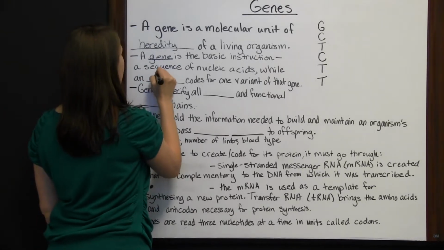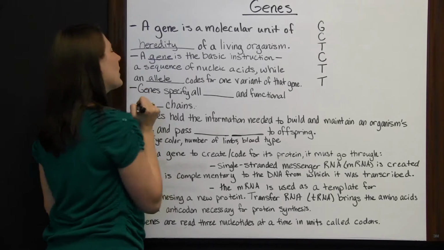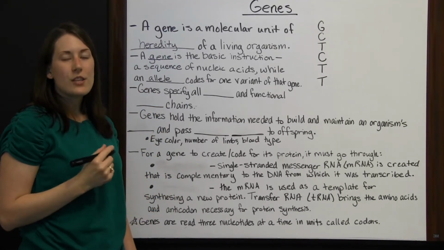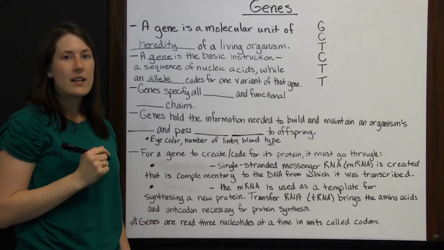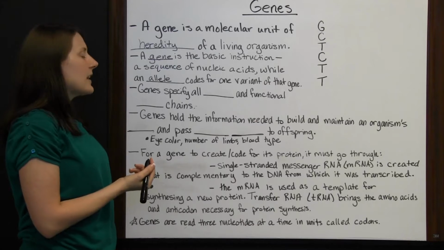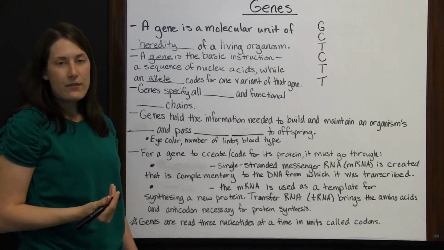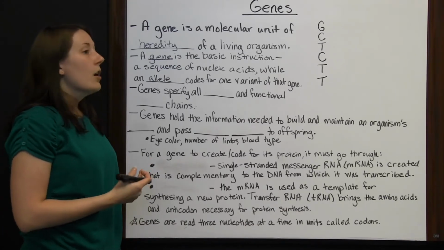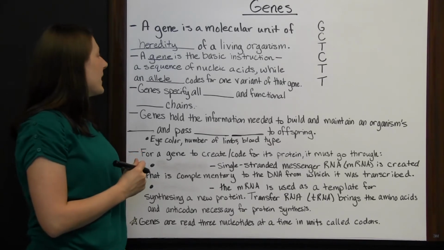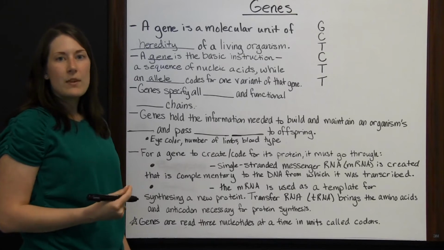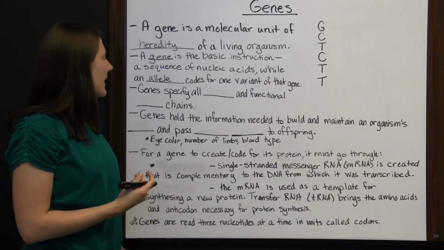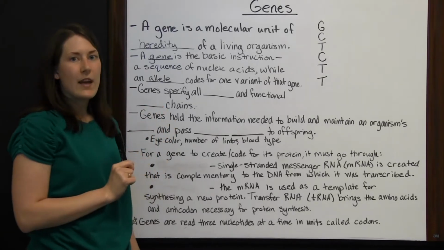While an allele codes for one variant of that gene. So if you've heard someone say, oh, she has really good hair genes, or she's got the gene for blue eyes, that's not exactly true, because everyone has a gene for eye color or hair color, and for every other trait that you have. But what determines what color your hair is or what color your eyes are is going to be the alleles for that gene.